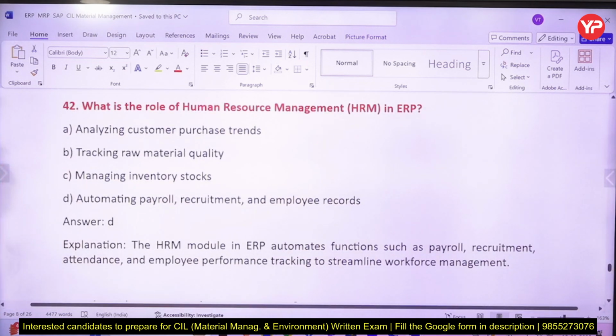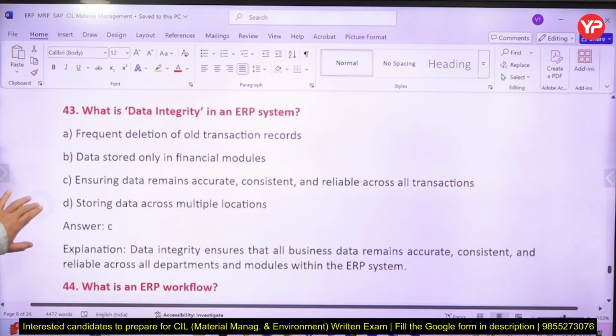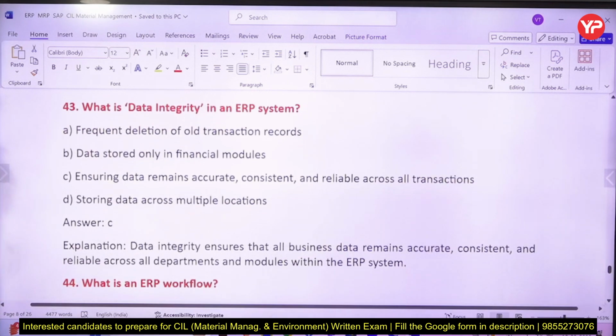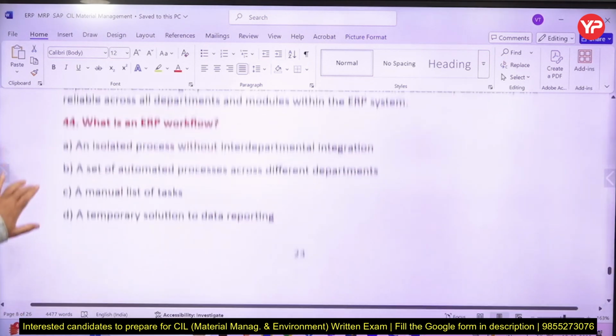What is the role of human resource management in ERP? We discussed it. Payroll, recruitment, employee record. What is data integrity? Data integrity, what do you mean by that? Data should be accurate, consistent and reliable. Data should not be wrong, because if you are making decisions on the basis of data, and if data is wrong, your decision is wrong.